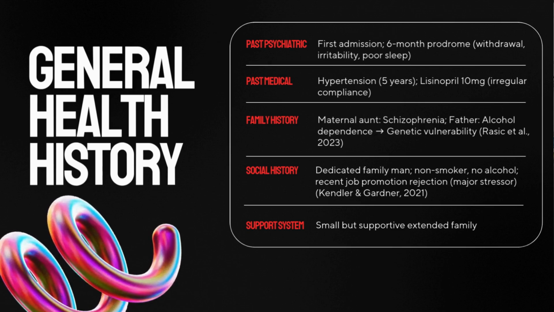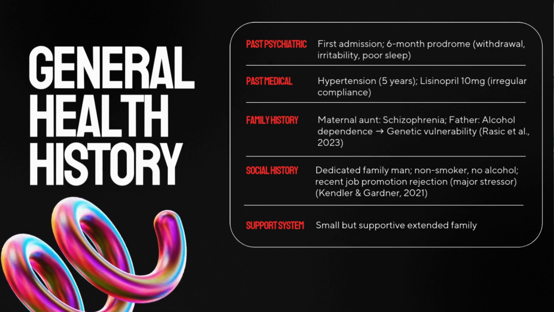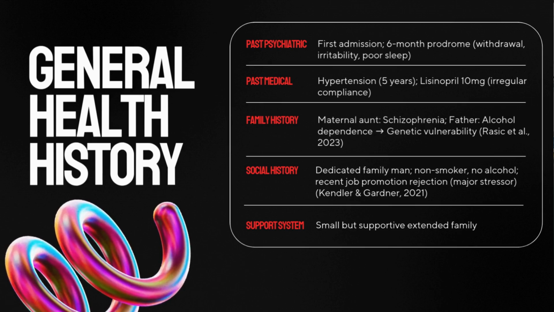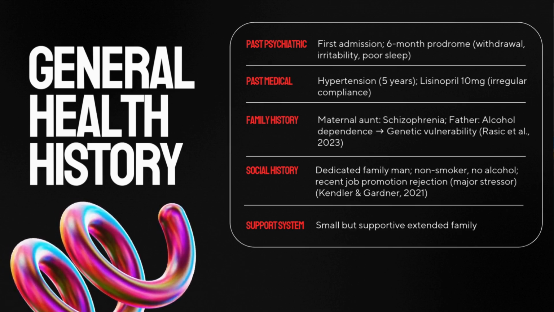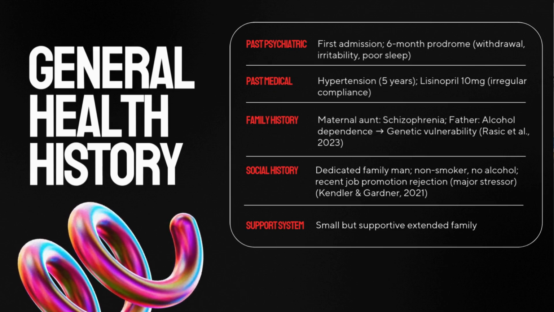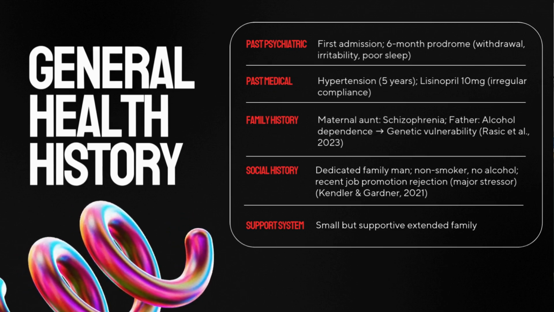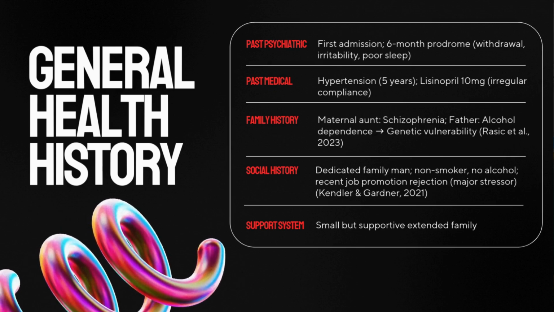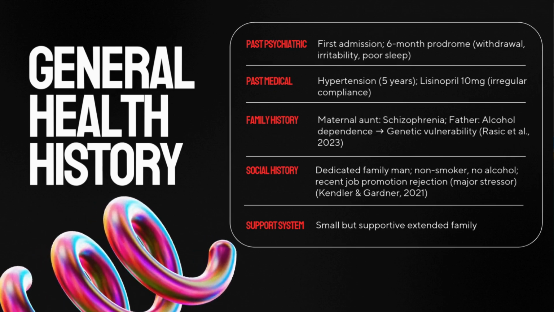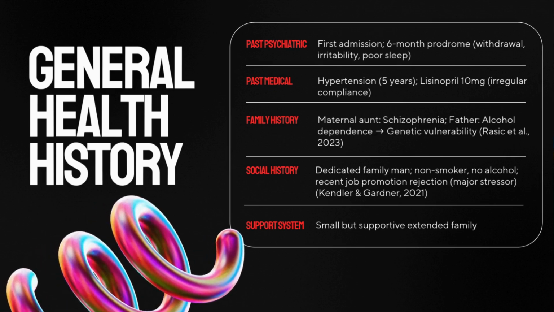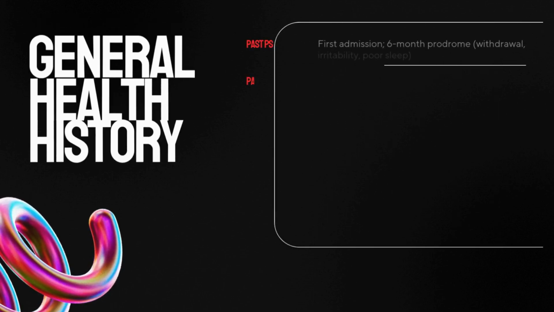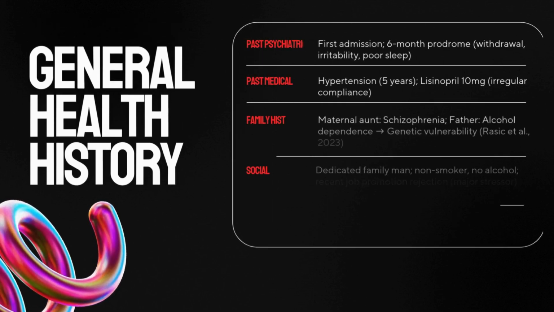The family history is significant. His maternal aunt was diagnosed with schizophrenia and received long-term psychiatric care. His father had a history of alcohol dependence, but no formal psychiatric diagnosis. This family history represents a significant genetic vulnerability. He is a non-smoker and does not consume alcohol.